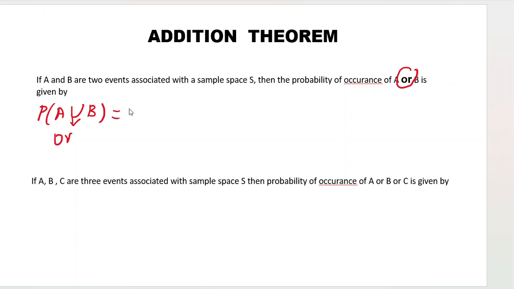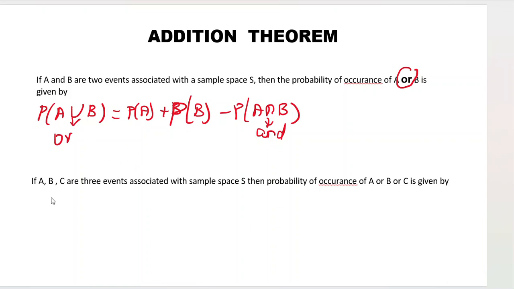So this is nothing but probability of A plus probability of B minus probability of A intersection B, where this intersection is always read as AND.